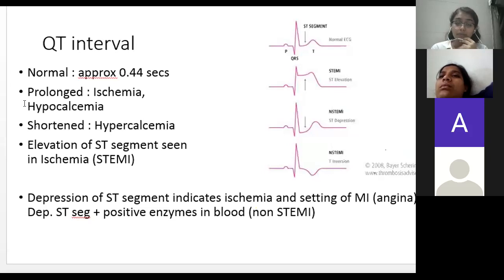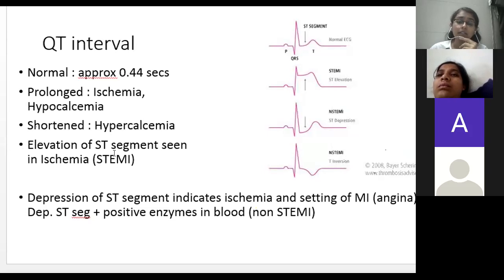When will there be a problem in muscle contraction? When there is lack of calcium, that is in hypocalcemia. If the QT interval or the ST segment is very shortened, then there is hypercalcemia. There is so much calcium that contraction is happening very quickly.